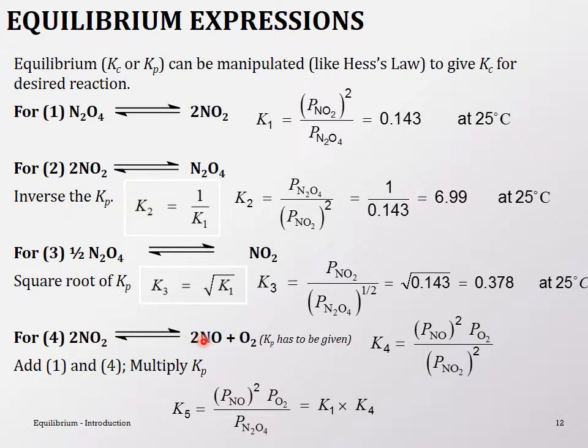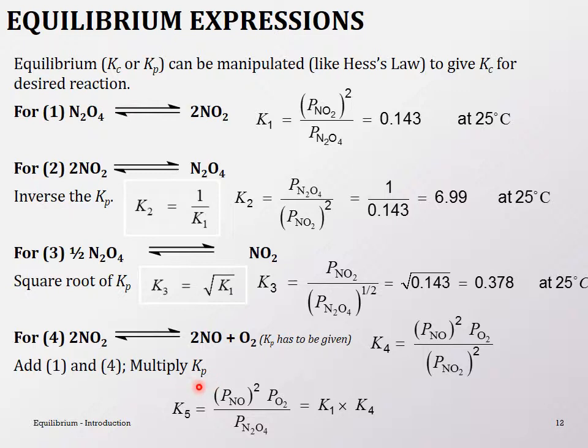If you were to add equations, just hypothetically speaking, if you were to add equations number 1 and 4, then you would multiply the Kp. So for this equation, for example, the Kp is not given to us at any point, where nitrogen dioxide gives us nitrogen monoxide and oxygen. So the Kp has to be given for this one. However, once the Kp is given for this one and you wanted to add these two equations up, just like Hess's law, then what you'll do is multiply the Kp's. So you don't add them up like in Hess's law.